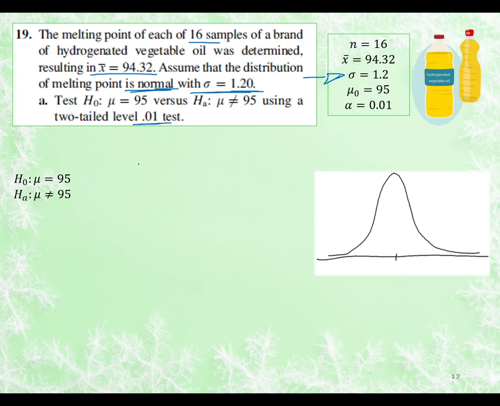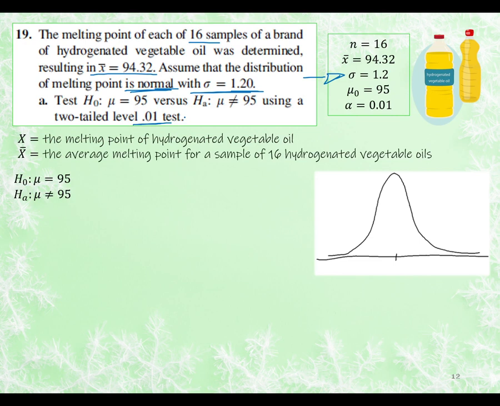Now we can think about our distribution. But first thing I want to do is actually define my variable. If you start by writing down what your variable is, you're also a lot less likely to misunderstand the question. So we have here X is the melting point of hydrogenated vegetable oil, and X bar is the average melting point for a sample of 16 hydrogenated vegetable oils. So if we asked you questions now about the probability of X versus the probability of X bar, you can see that the wording of this definition tells us which variable we're working with.